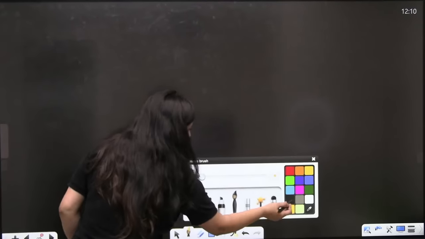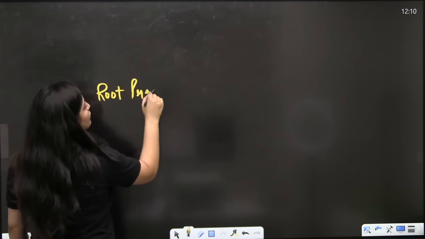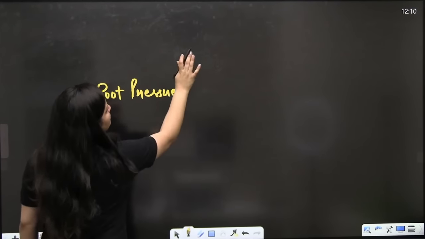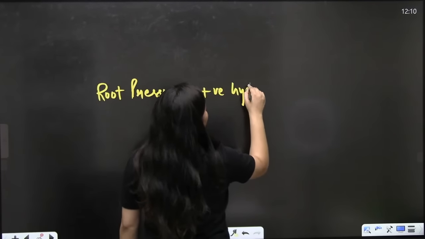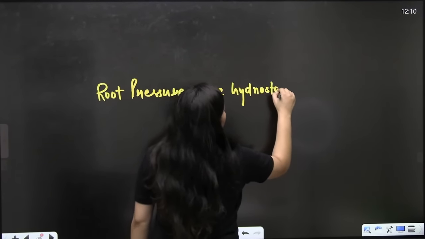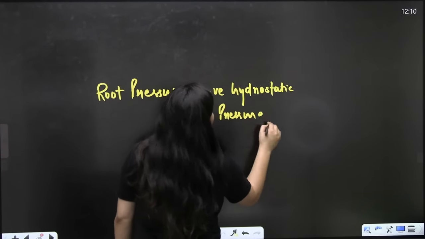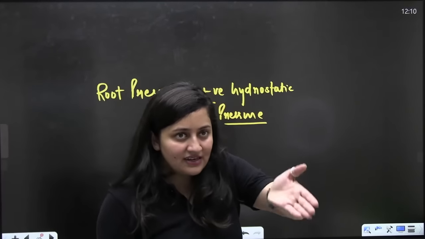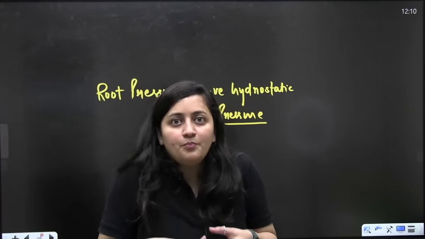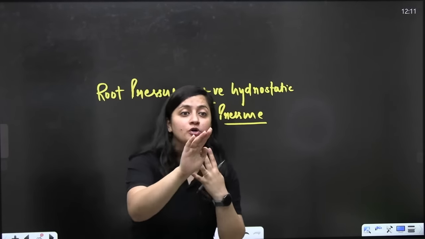This is not good if you are not able to remember such basic things. When you talk about the root pressure, it is the positive hydrostatic pressure. And when you talk about the transpiration pull, then it is the negative hydrostatic pressure because you are pulling something. Root pressure is a kind of push.